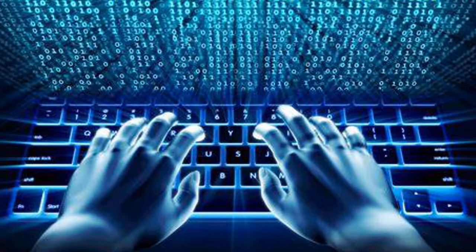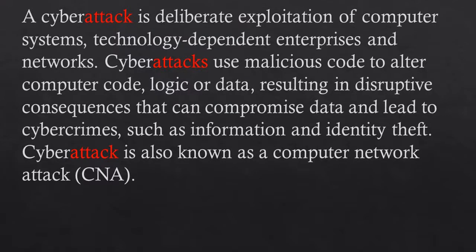Now, what is a cyber attack? It is a deliberate exploitation of computer systems, technology-dependent enterprises, and networks. Cyber attacks use malicious code to alter computer code, logic, or data, resulting in disruptive consequences that can compromise data and lead to cyber crimes such as information and identity theft. A cyber attack is also known as a computer network attack.